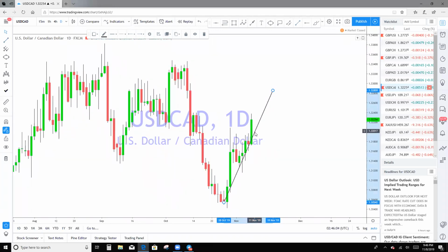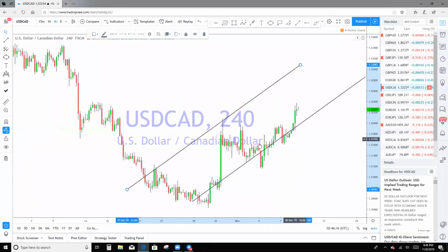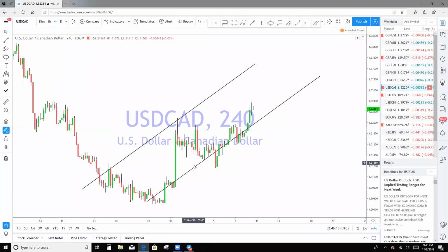Oh, that's so ugly. If it's ugly to you, you don't have to look at it. But whoever asks about UCAD, I'm not going to do it on that. I'm going to go to a 4 hour. I can see this better. Sometimes you've got to do that. The 4 hour looks a whole lot better.